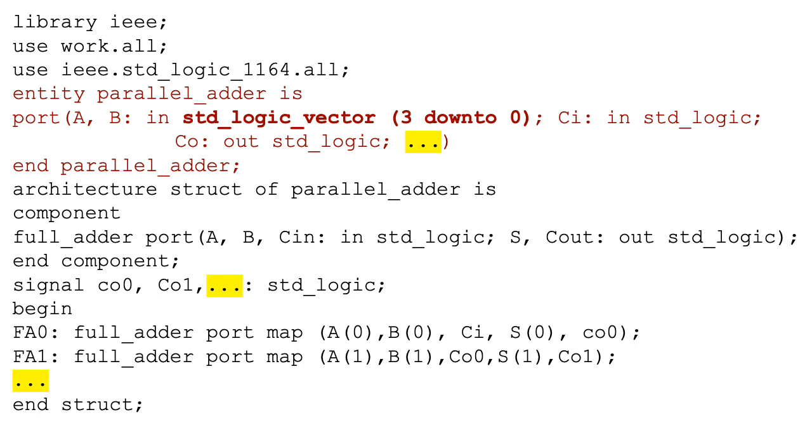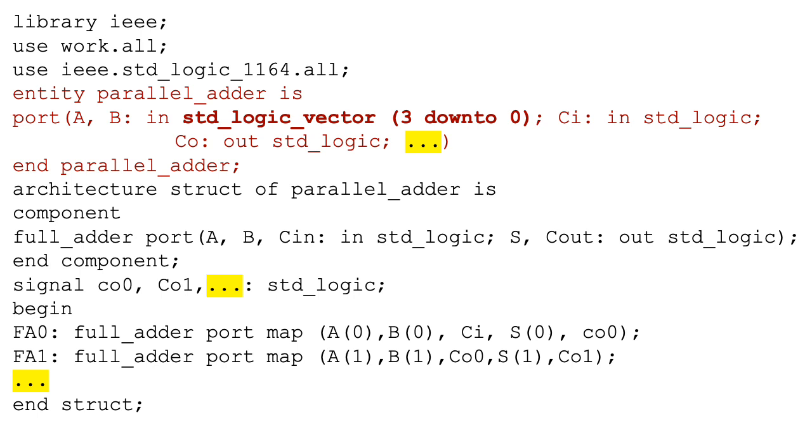And then the next input is Cn, but it consists of one single bit. That's why we said standard logic. And we use the semicolon to separate the list. Next we have Cout, and Cout is an output, colon out. Cout consists of one bit, so we said standard logic. And then what's highlighted in yellow is a missing part. So we need to figure out that the missing part is actually S. The sum bits are missing, so we need to include them.